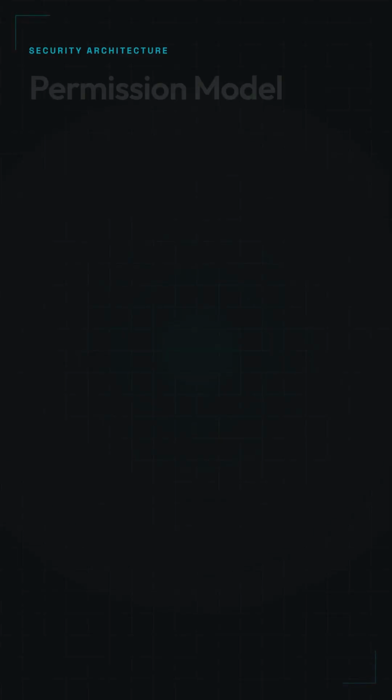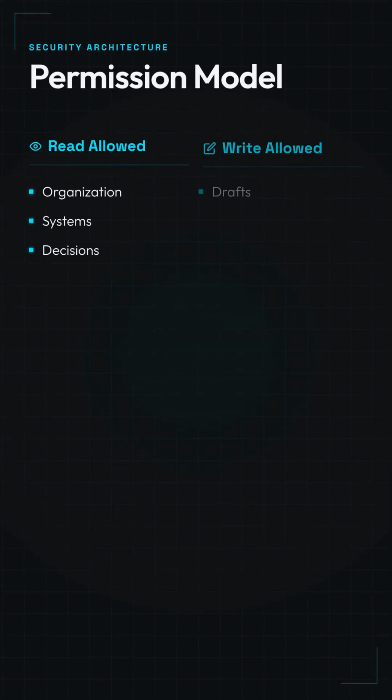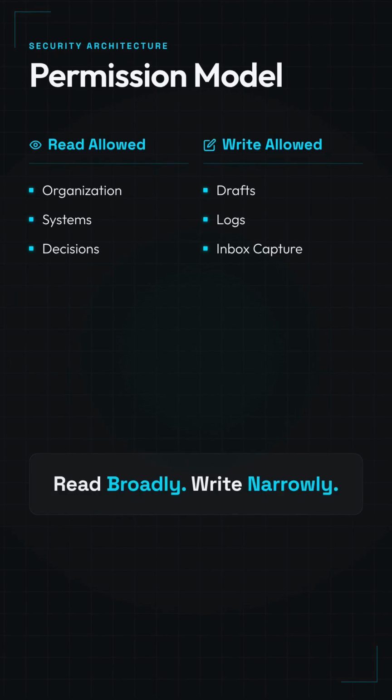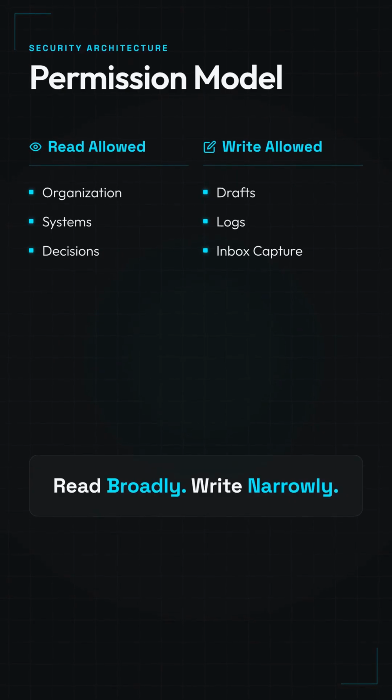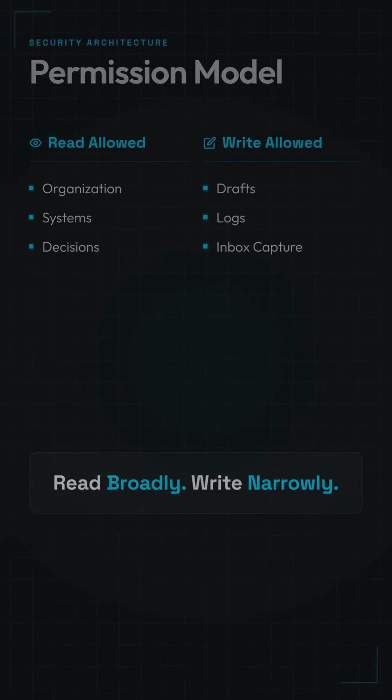Our permission model is simple. Read broadly, write narrowly. Alex should have access to almost everything he needs to know, but we only allow him to write in specific locations like draft folders or activity logs. Security is built in. This separation ensures your core policies remain safe from accidental changes while still giving Alex the flexibility to record his work and capture new ideas in the inbox. This is the hallmark of a production-ready agent system.